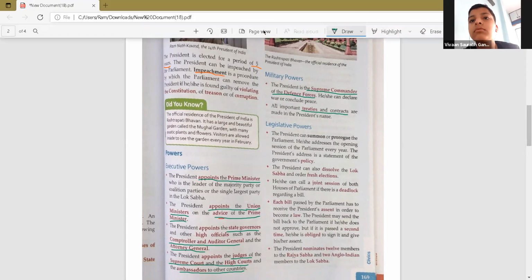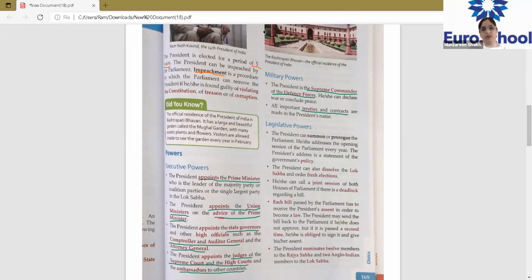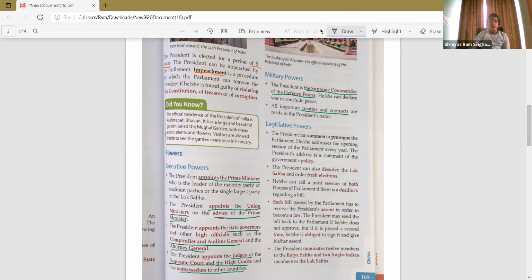5 years. And in this 5 years, what happens to the president if he happens to violate any rule of the constitution? Yes, impeachment. Shreyas? Ma'am, the president can be impeached by the parliament for violating the constitution or not following the rules.